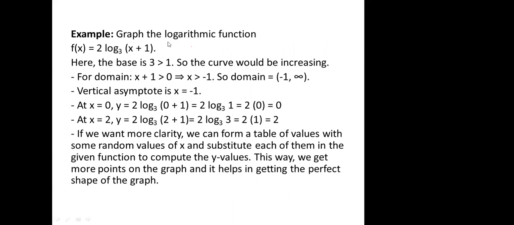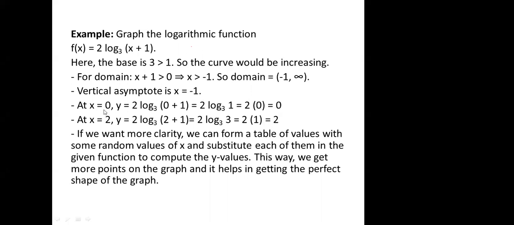Now we will graph this logarithmic function: f of x equals log base 3 of x plus 1. Here the base is 3, which is bigger than 1, so the curve should be increasing. For the domain, x plus 1 should be bigger than 0, so the domain is from -1 to infinity. We have the vertical asymptote at x equals -1.